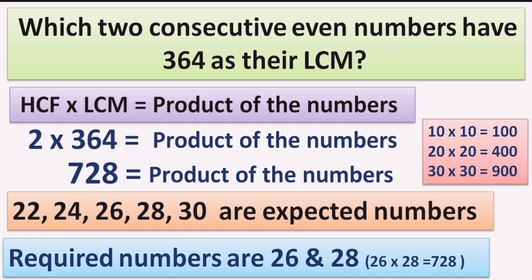of consecutive even numbers which will have their LCM as 364, and definitely the moment you try to find it out, you will get the answer also. You will get the LCM as 364 and the HCF will be 2 for them. Okay, so in this way we have learned how to find the two consecutive even numbers if their LCM is given to me, right?